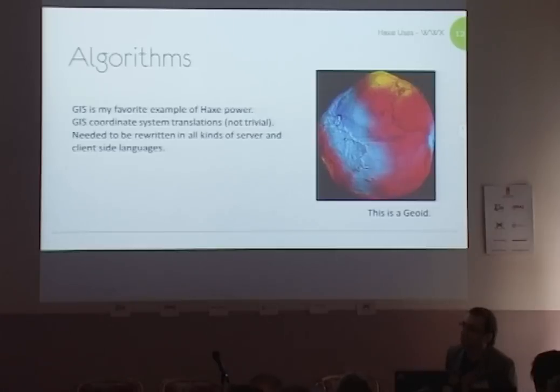So whenever you have stuff that is algorithmic, Haxe is really nice, and you can reuse it. You can write something on the server side and then move it to the client side, which is also really, really nice. Okay.